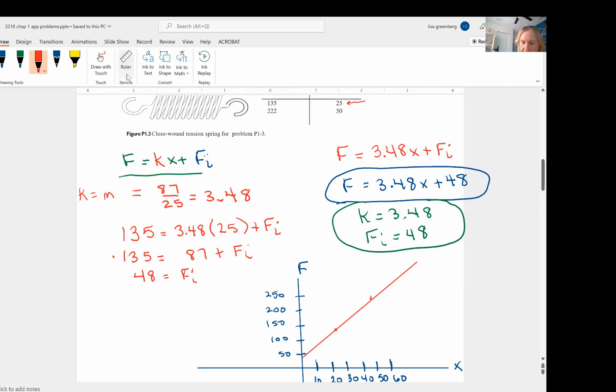Get rid of the ruler. And it starts here at 0. So f sub I is 48. That's our y-intercept. I'm assuming that's 48. And then you can see that the other 2 points are on the line. If it was even more perfectly set up, if this was really to scale, it would be even better. But not too bad, actually.